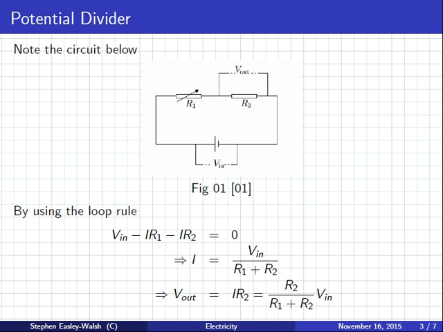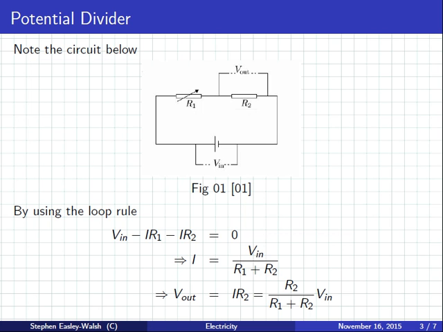Here, V equals IR. So V out equals IR. But I know the I from here. So if I put this here for I, I make this. So this is our formula for the potential divider. It's not difficult to prove. You just need Kirchhoff's loop rule and you need the VIR triangle.